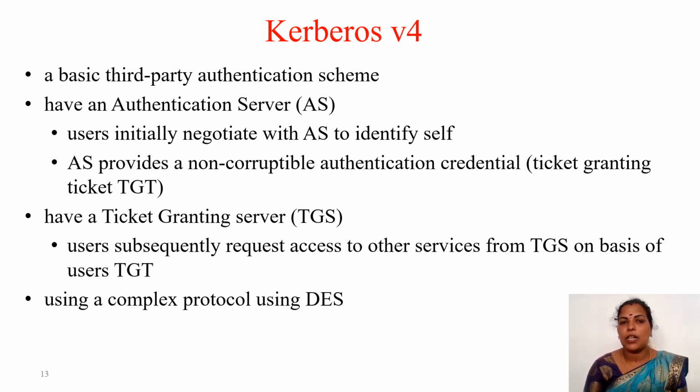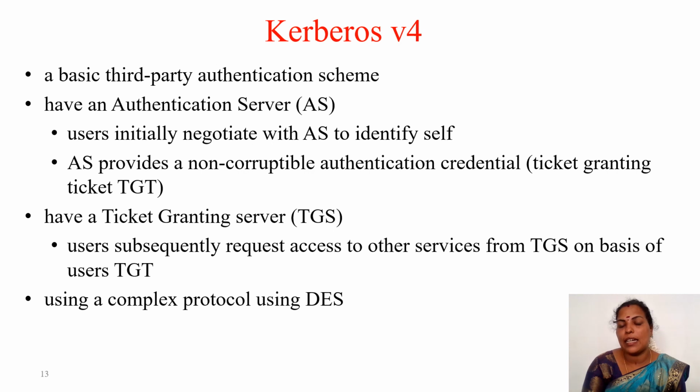Afterwards, we will describe everything with respect to the abbreviations only. Here in the authentication server, usually the users initially negotiate with the authentication server to identify themselves. Then the authentication server provides a non-corruptible authentication credential, that is a ticket granting ticket, TGT. So whoever wants to communicate has to first negotiate with the authentication server that they are going to communicate with some person. Likewise, they have to register. It's just like a registration process. While registering, the authentication server provides a ticket granting ticket. It's a non-corruptible authentication credential, just a token or ticket.